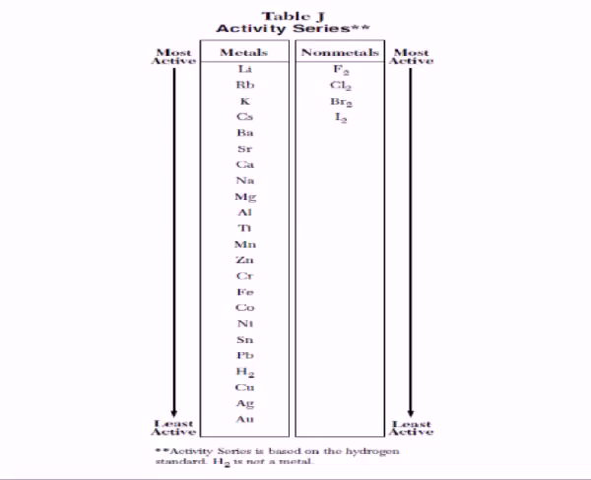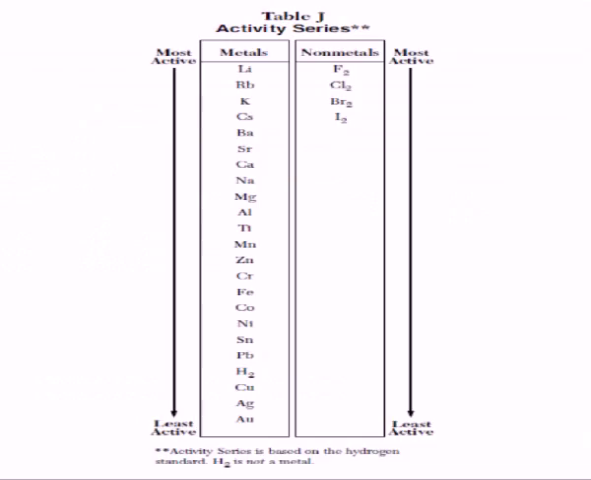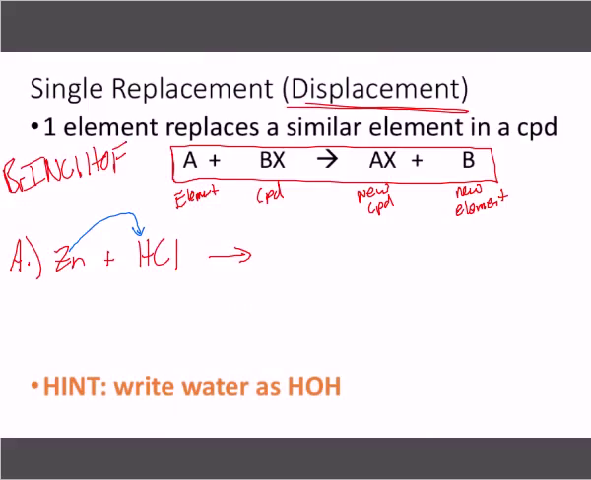All right, so how this activity series works is that the element that is by itself, that's trying to come in and kick out something else, has to be more active. So the elements that we had with our example, we had zinc is trying to kick out hydrogen. So find where those are on your activity series. Zinc is here, kind of in the middle. Hydrogen is down below. Is zinc more active or less active? More active. So will this reaction take place? Absolutely. Now, our new piece is going to be zinc chloride plus hydrogen gas.